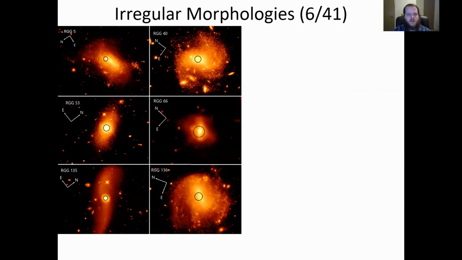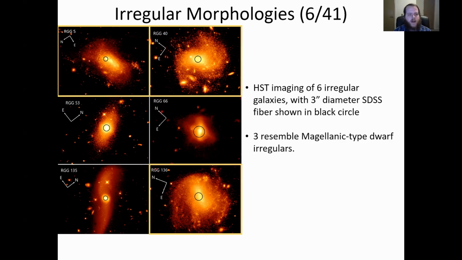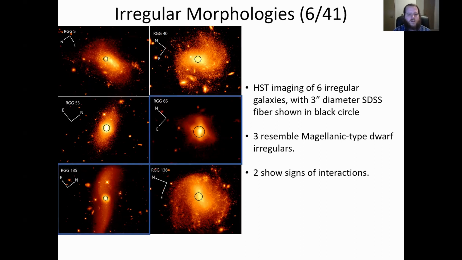The other 6 were too irregular to model, and we're showing those 6 here, along with the 3 arcsecond diameter SDSS fiber shown in the black circle. 3 of our irregular galaxies resemble Magellanic type dwarf irregulars, while 2 show signs of interactions. And in the bottom left there, you see these really pretty elongated tidal tails.